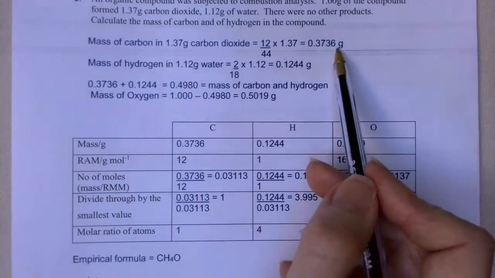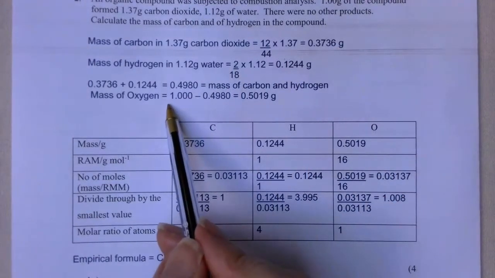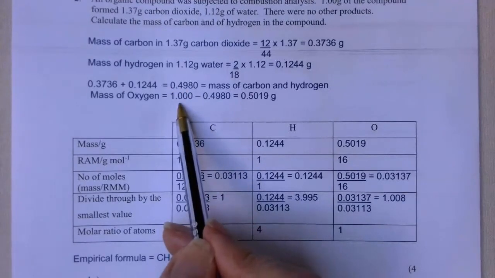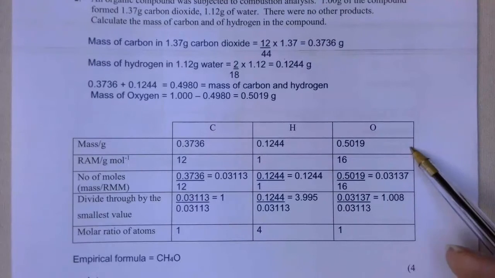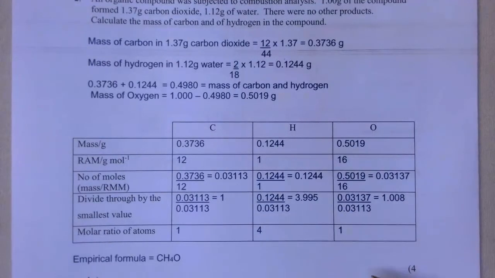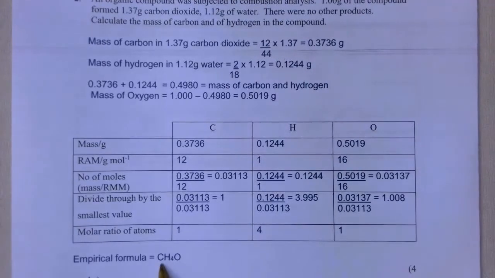And the last example is done in exactly the same way. We have our mass of carbon, our mass of hydrogen. We take that away from the mass of the compound to give us the mass of the oxygen. Those numbers go into our table, divide through by the RAM, divide through by the smallest, and we get a 1:4:1 ratio. So again, the empirical formula comes out as CH.